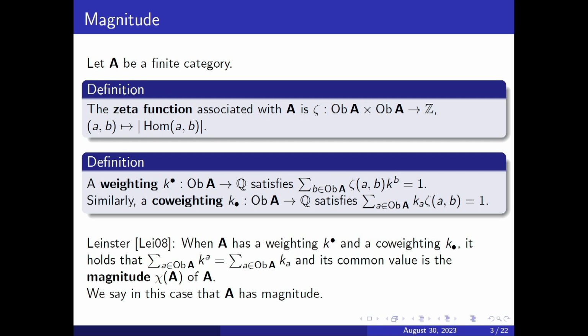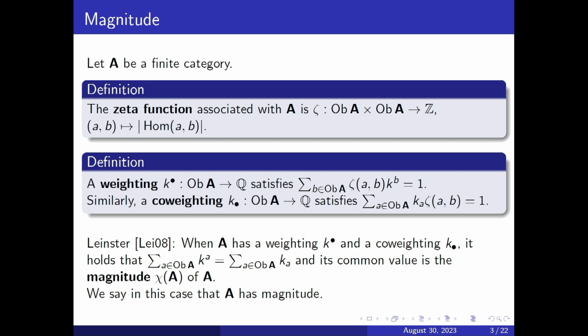So we start with a finite category, and then you can define this function. The zeta function will be a function that for every pair of objects is going to count how many morphisms there are. Okay, so we're supposing it's finite, so this is also finite. So this is a function, and you can also define a weighting and a co-weighting. You can imagine that this is a matrix, and a weighting is just a column vector. So the matrix times the column vector gives you a vector of ones. And a co-weighting is like a weighting for the transpose. Okay, but you can also define it this way without writing a square matrix.